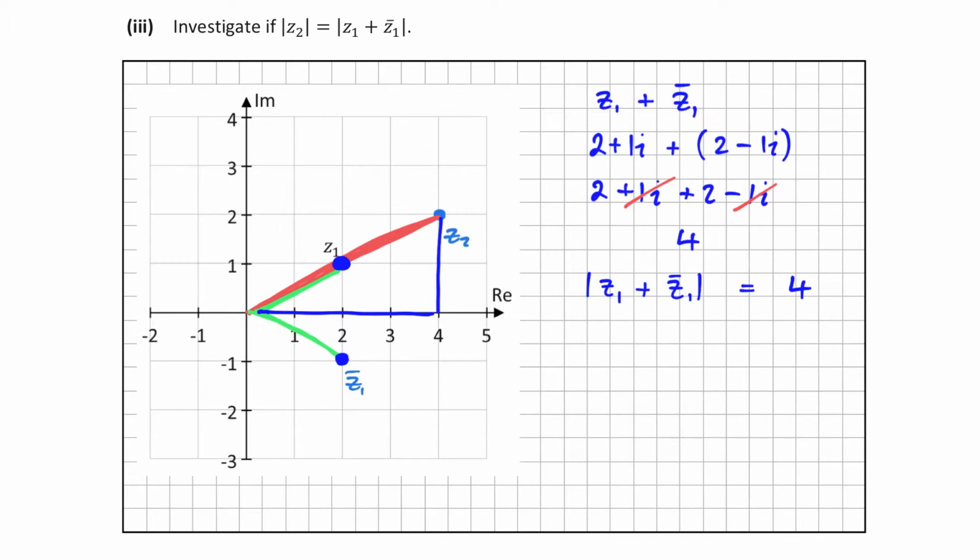So I was asked to investigate, is the modulus of Z2 equal to the modulus of Z1 plus the conjugate of Z1? And the answer there is going to be no. And the reason why it's not is because the modulus of Z2, we worked that out to be equal to the square root of 20. And the square root of 20 is not equal to 4. Okay. And if you'd have gotten that much correct, this year, 2019, you would have got 5 marks for that.